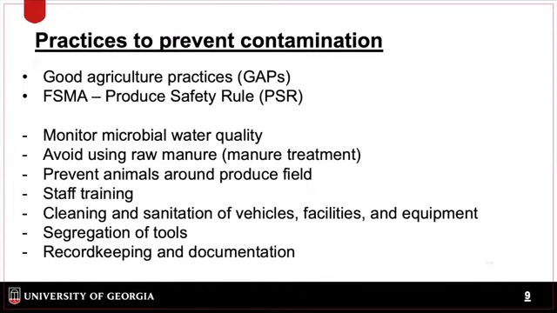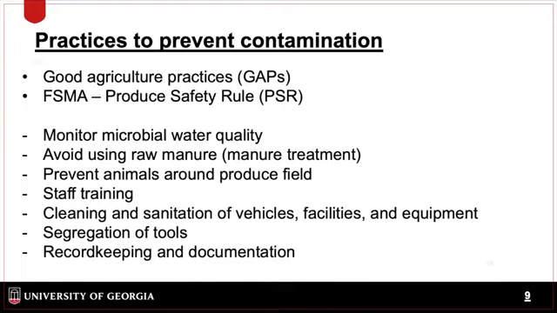So first, monitor microbial water quality. You have to make sure that you're using good quality water for production, harvesting, and post-harvesting. You have to do regular testing and make sure that this water is not contaminated, and that the microbial load is not out of range for pre-harvest water, and that it's free from pathogenic bacteria or generic E. coli for post-harvest.